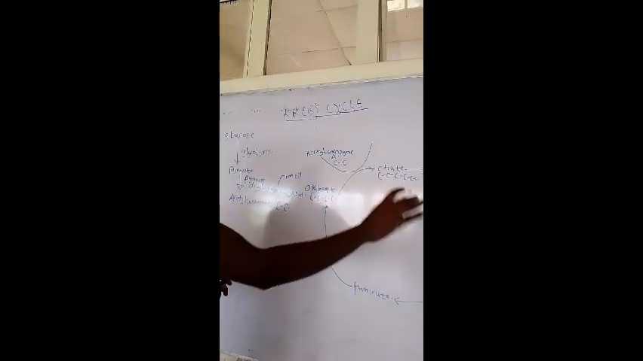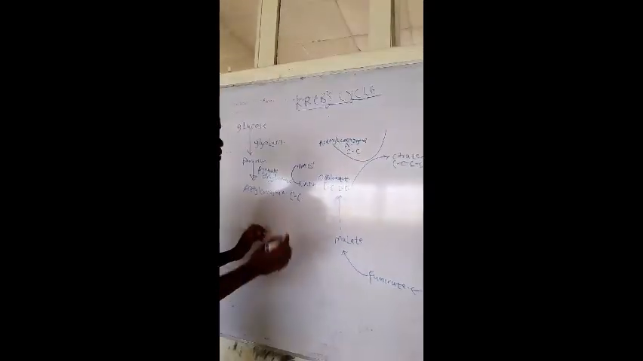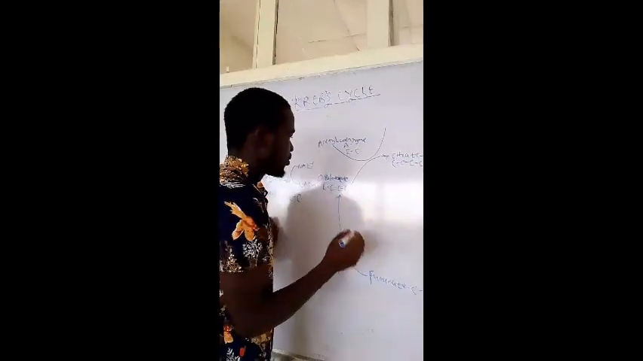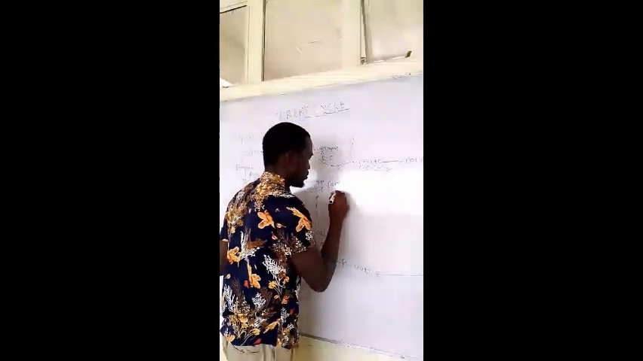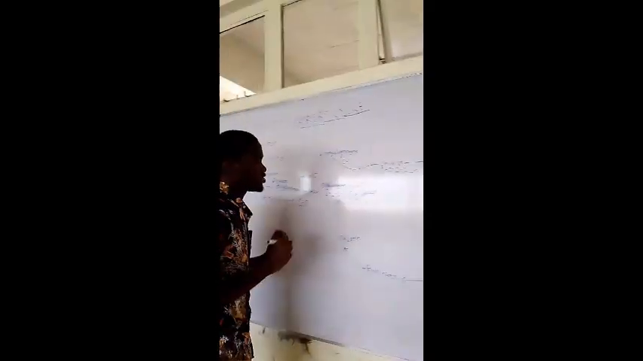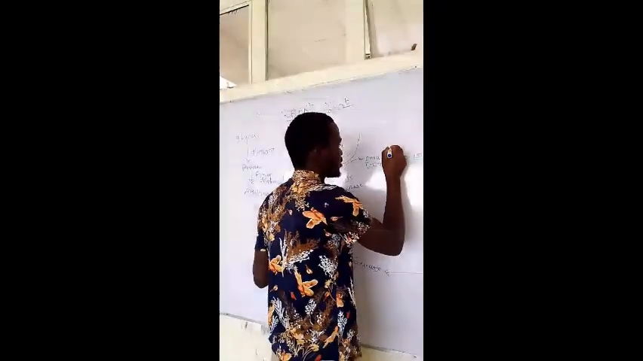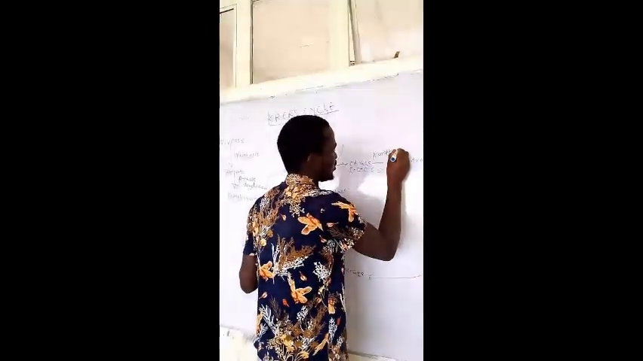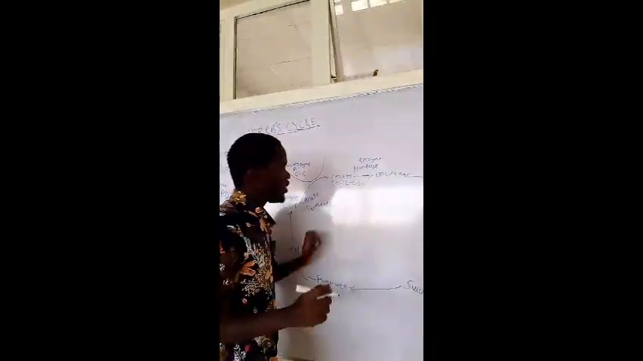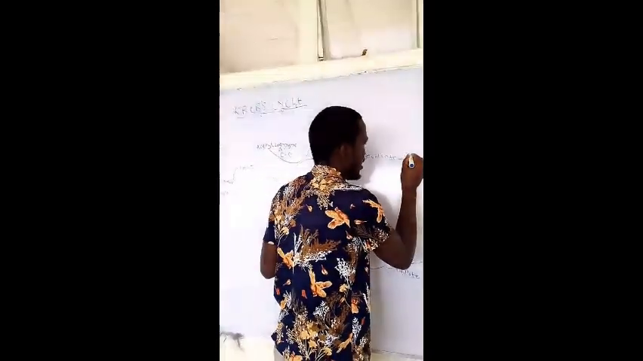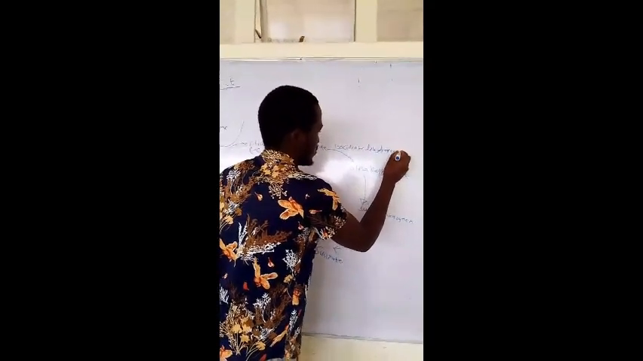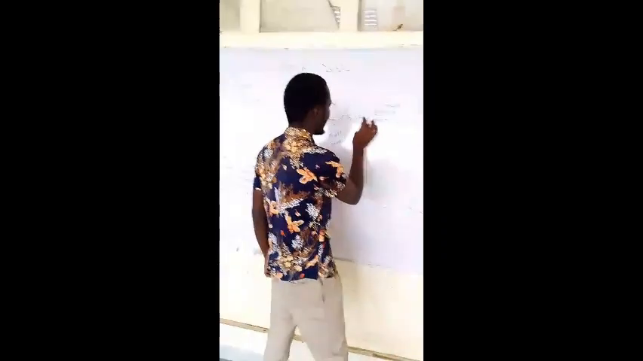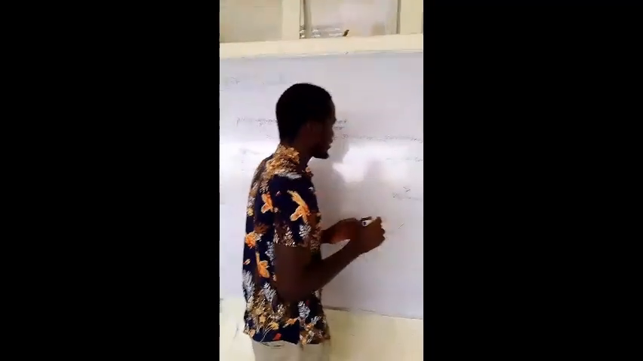And we are going to look at each step. It has 8 steps, and in each step we are going to look at the enzyme that facilitates the process. When oxaloacetate combines with acetyl coenzyme A, the enzyme that facilitates the process is called citrate synthase. From citrate to isocitrate, the enzyme is aconitase. And from isocitrate to alpha ketoglutarate, the enzyme is isocitrate dehydrogenase.